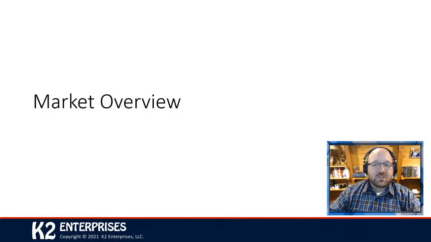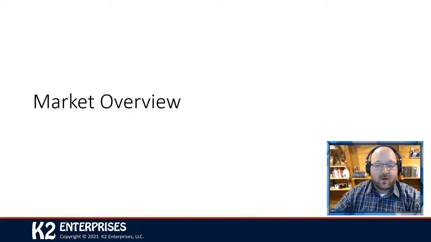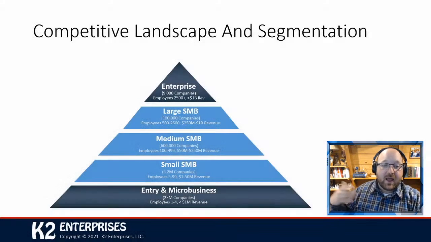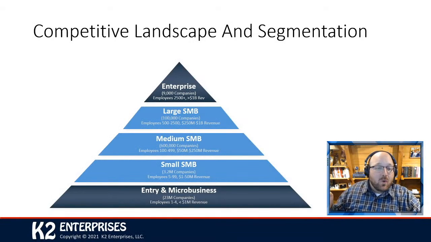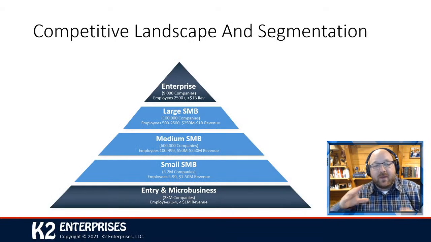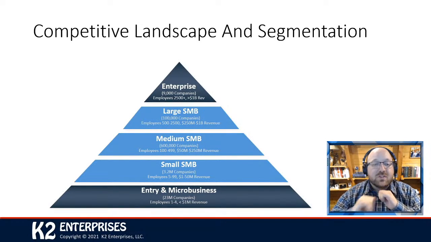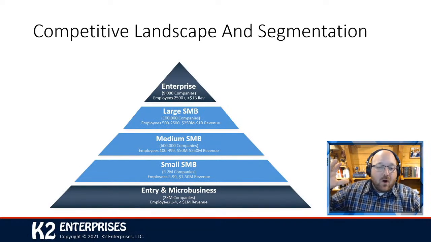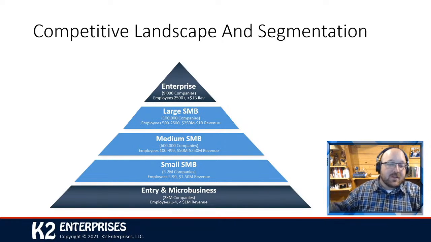And start off with just a quick market overview and understanding with respect to where and how these different systems function and where and how they work. Okay, so what we have here is the K2 pyramid of accounting solutions. And we need to understand that there are different solutions for different styles of organizations and at different levels.